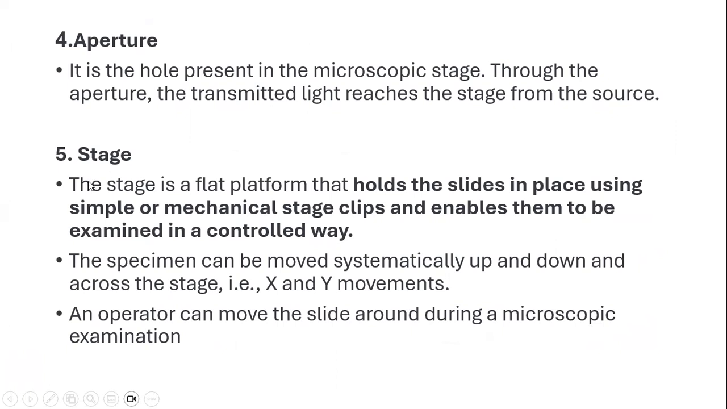The stage is present above the condenser lens, and it is basically a flat platform that holds the slide in place using simple or mechanical stage clips and enables it to be examined in a controlled way. The specimen can be moved in the X as well as the Y axis by making use of the knobs that are provided for the movement of the stage.